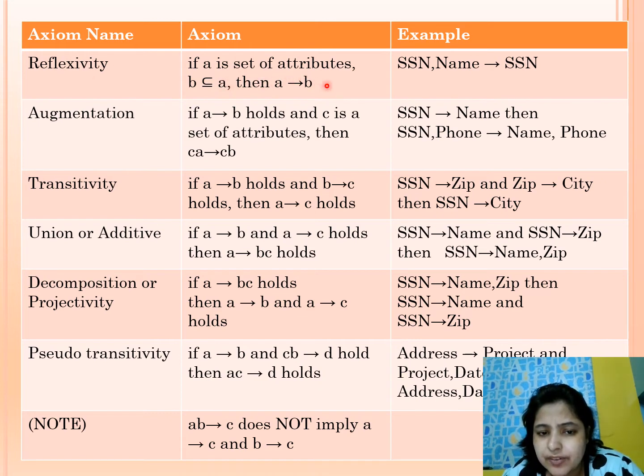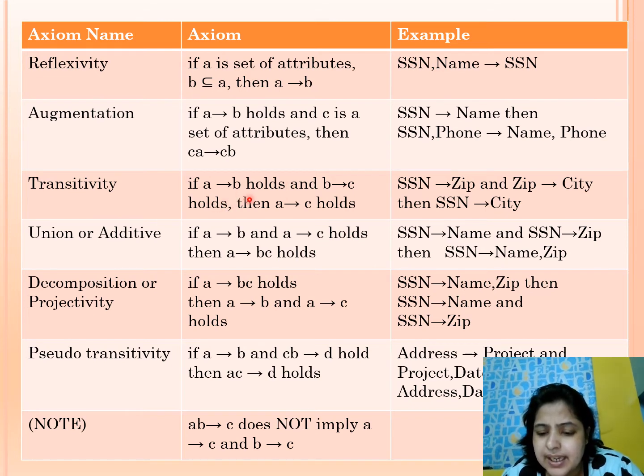Reflexivity: if A is a set of attributes and B is a subset of A, then A tends to B. Right? This is the example. Augmentation: if A tends to B holds, and C is a set of attributes, then CA tends to CB. Right? The examples are very clear. SSN to name, then SSN phone can lead to name and phone. Transitivity: if A tends to B holds, and B tends to C holds, then A tends to C. Right?